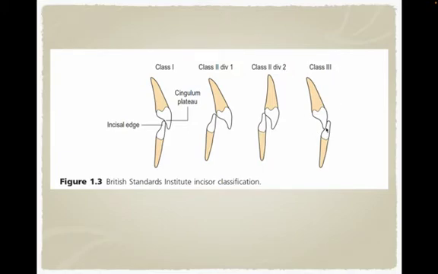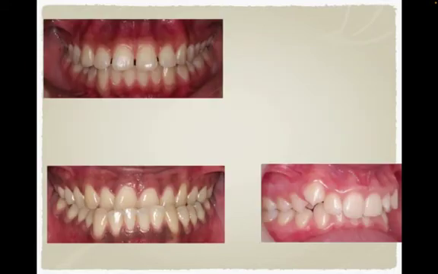While if the lower incisal edge is anterior to the cingulum plateau, it's called class 3. So as you can see here, this is class 1, this is class 2 division 2, and here is a class 3. And as we mentioned, it's the same with Angle classification.